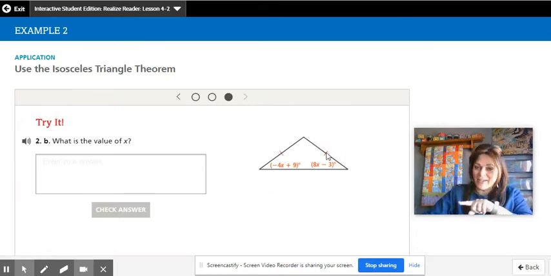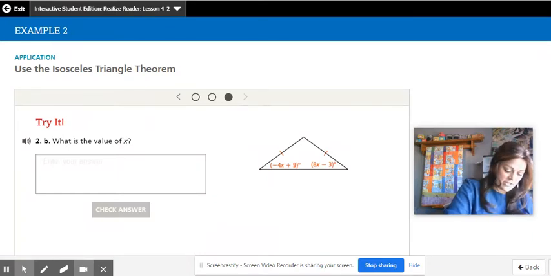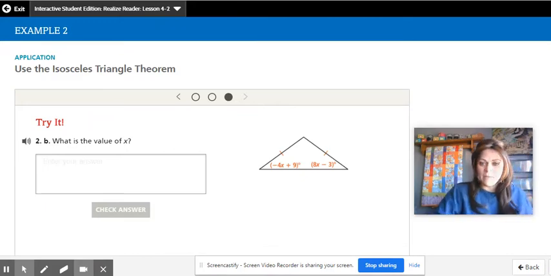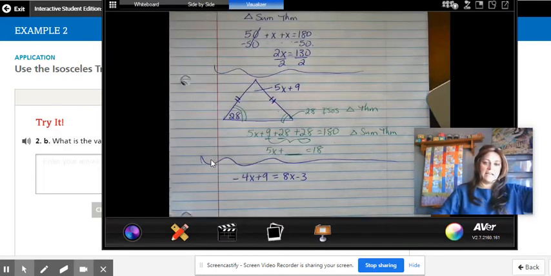I do know that because this is an isosceles triangle, these two are the same. Well, if something's the same or congruent, doesn't that just mean equal? So what I would do on my paper, and I'm going to write it down and then I'll show you. If I know they're congruent, I know they're equal, I'm going to set them equal to each other. So look at this. Slide it down a little bit.